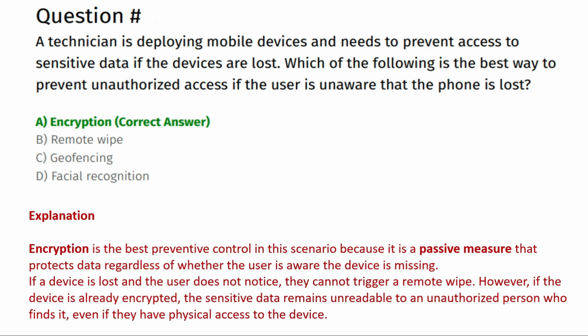If a device is lost and the user does not notice, they cannot trigger a remote wipe. However, if the device is already encrypted, the sensitive data remains unreadable to an unauthorized person who finds it, even if they have physical access to the device. So that's why the correct answer for this question is option A, encryption.